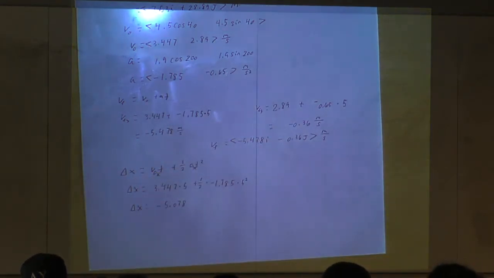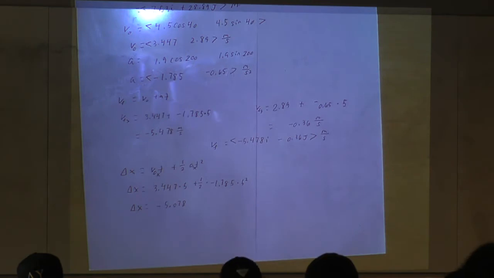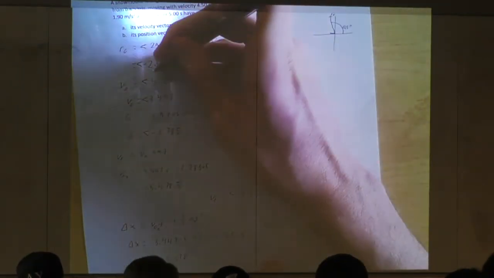So we found delta x. That's our change in our x coordinate for the 5 seconds. But it didn't ask for the change. It asked for where's its final position. So if we want to find the final position, we need to add our change to our initial position from up at the top, up here.